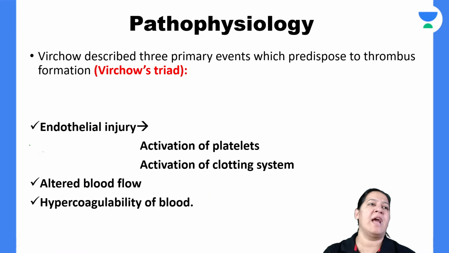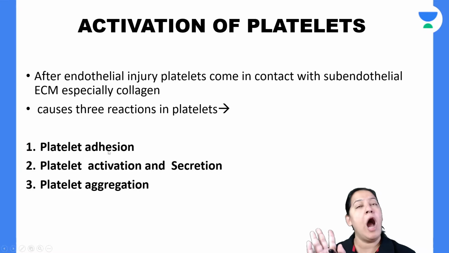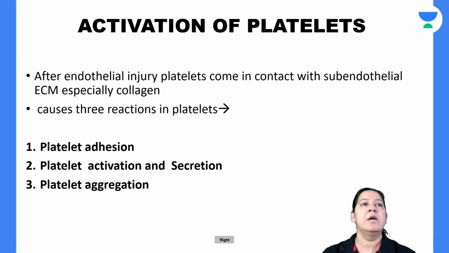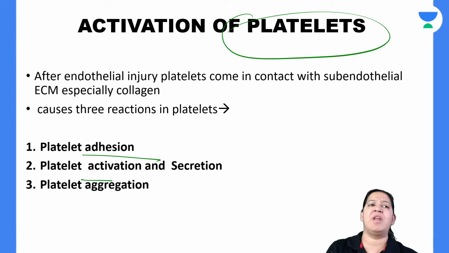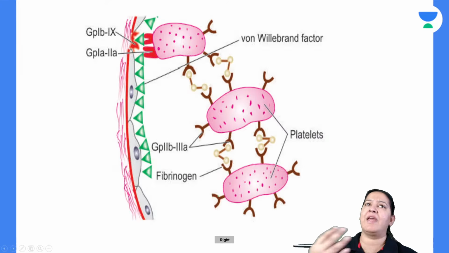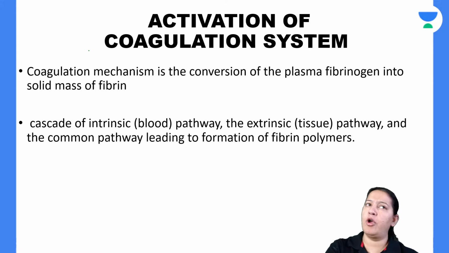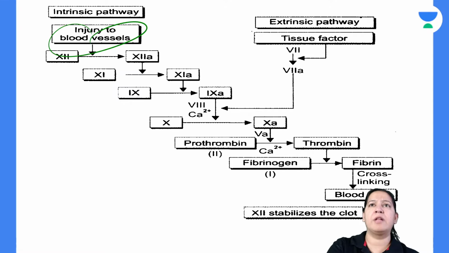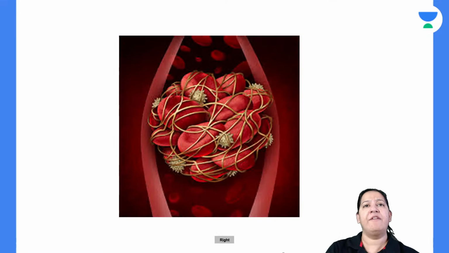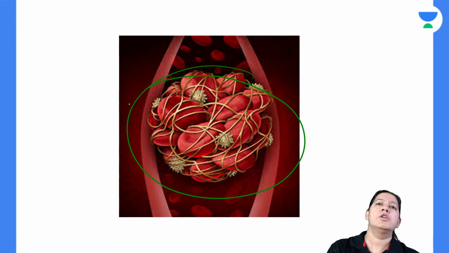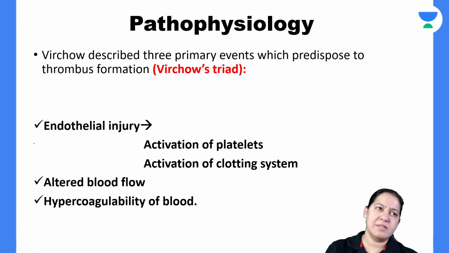First thing, endothelial injury. The second is altered blood flow. The mechanism of how it is formed is the same. First the primary clot is formed, made up of platelets by three mechanisms: adhesion, activation, aggregation, and then the secondary clot is formed with the help of the coagulation system, either extrinsic pathway or intrinsic pathway. Ultimately, fibrinogen gets converted into fibrin and fibrin stabilizes the primary clot. So the primary clot is made up of platelets which get stabilized with fibrin, right? So that is the first reason.